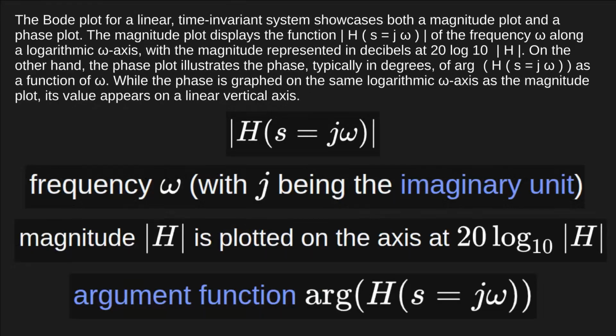The Bode plot for a linear time-invariant system includes two parts, a magnitude plot and a phase plot. The magnitude plot represents the function absolute value of H(s = jω) in terms of frequency ω along a logarithmic ω axis. The magnitude is shown in decibels using the formula 20 times the log base 10 of the absolute value of H. Meanwhile, the phase plot depicts the phase, usually measured in degrees, of the argument of H(s = jω) as a function of ω. Both plots share the same logarithmic ω axis, but the phase values are displayed on a linear vertical axis.